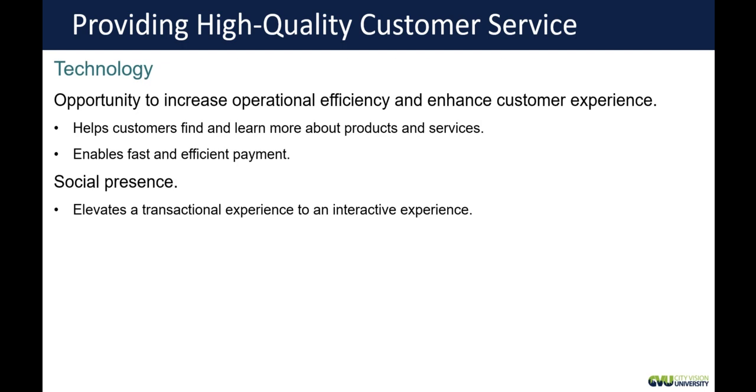Now, again, all this technology is huge because it can help us enhance the customer experience. It helps us communicate with our customers. It helps us have that social presence, right? So it's no longer transactional, where you come to me and say, this is what I want, I give it to you. No, now we have an interactive experience.